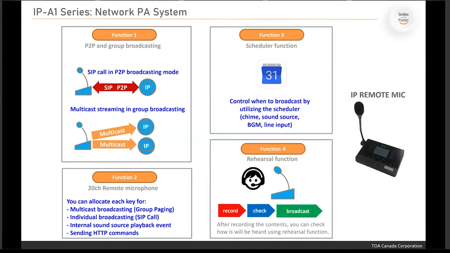The third function is the scheduler. So we can control when to broadcast by utilizing the scheduler. It can be chime or sound source. Sound source means the pre-recorded message, the internal pre-recorded message, the BGM, or the line input. The fourth function is the rehearsal function I already mentioned. So you record, check, then you broadcast.